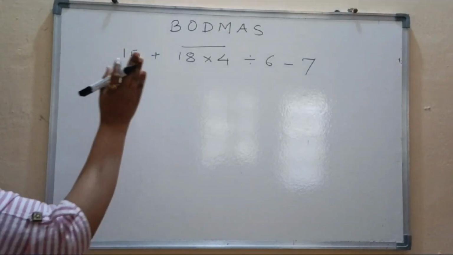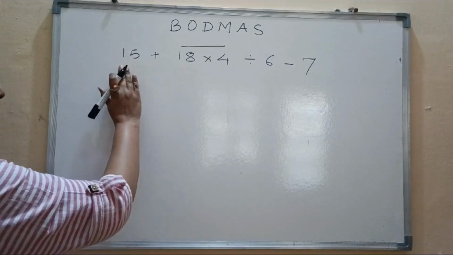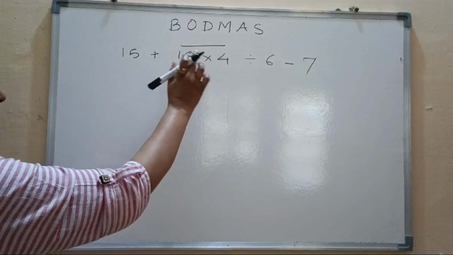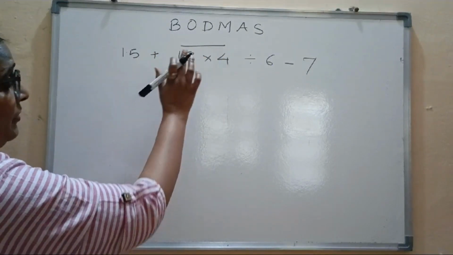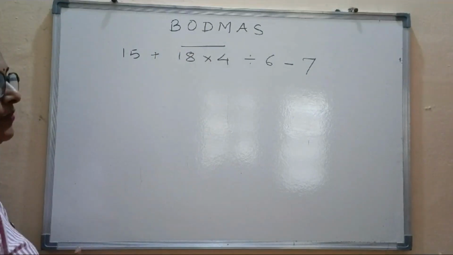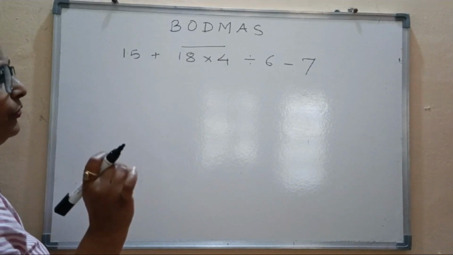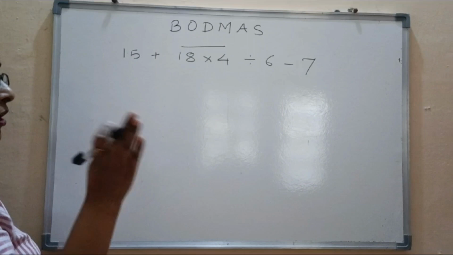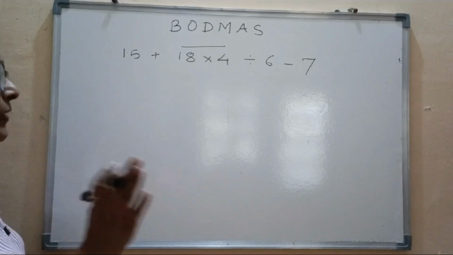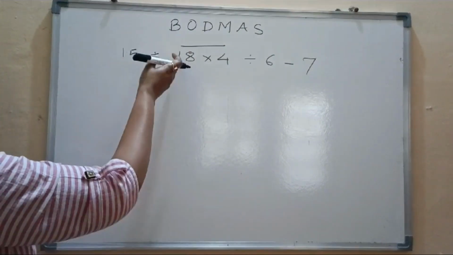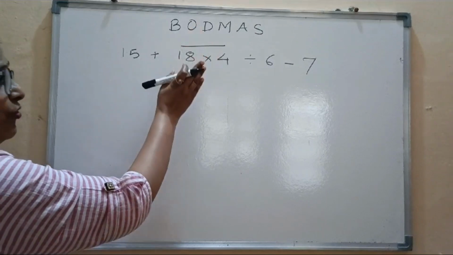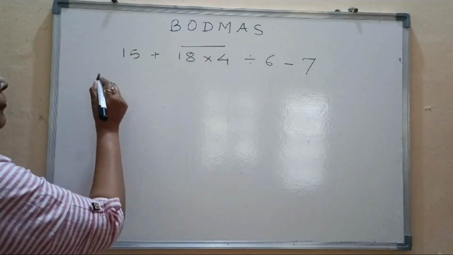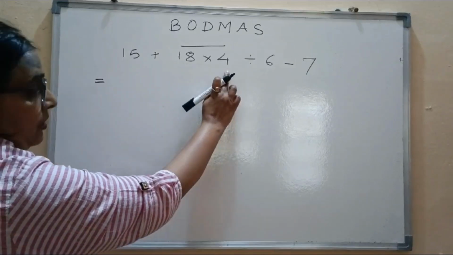Now let's start another one. Now in this sum, you can see here bracket is given. Which type of bracket is given? Line bracket is given. Okay. First only I told you that when brackets are given, you have to solve first line bracket. So here one bracket only is given and it is a line bracket. So we will solve first this bracket. Okay. Now first we are going to solve this.